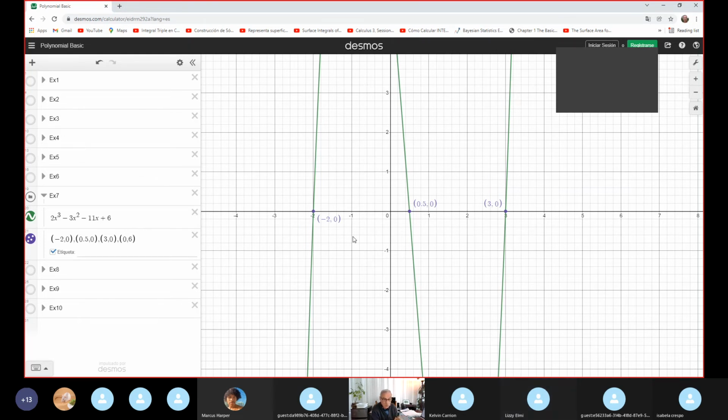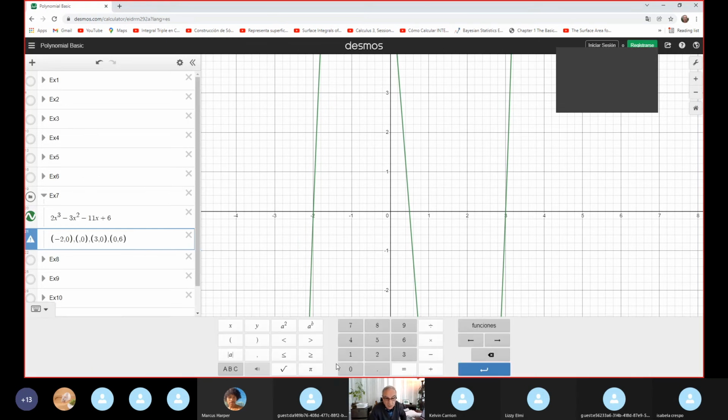Negative 2. Who more? 5 and 3. 5, no. 0.5. 0.5 is 1/2, no? Unfortunately, in Desmos, let me see if it's possible to put a fraction or no. I put 1/2. However, in the graph it shows 0.5. It's the same. So I copy to my piece of paper. The zeros are -2, 1/2, 3.